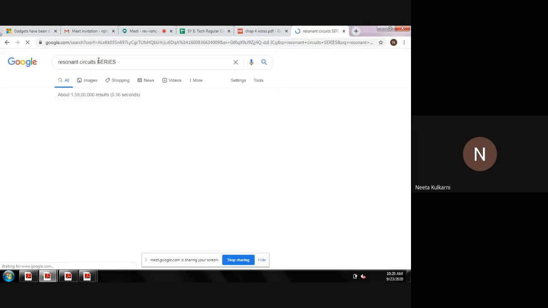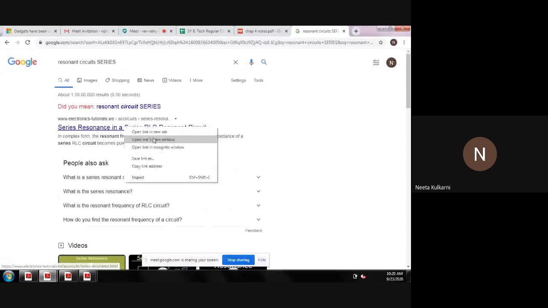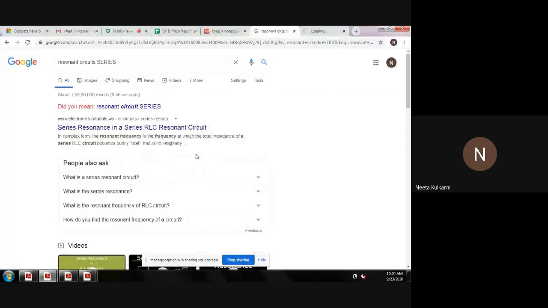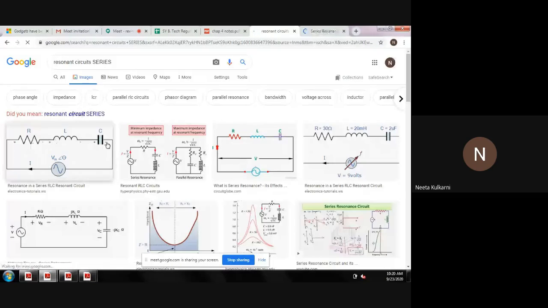Series resonant circuit, let's see first. Okay, so if you want to see the images for series resonant circuit, here RLC are used in series combination. Here is some voltage source and this RLC are used in the series combination. Okay, this is series resonant circuit, or it is also called as the serial resonant circuit.